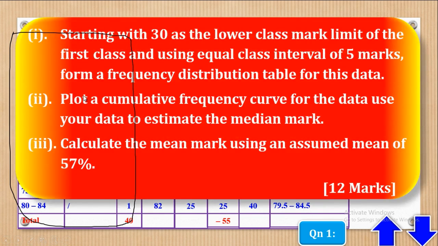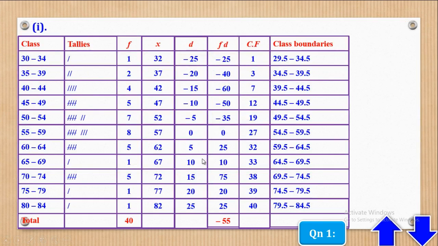Then when you go to Roman 2, they said plot a cumulative frequency curve for the data and use it to estimate the median. So now we shall go to Roman 2. We've added these other columns: these two columns help you get the cumulative frequency curve, and these three columns of X, D, and FD help you get the mean, given the working mean of 57. Otherwise, Roman 1 only wanted the first three columns.